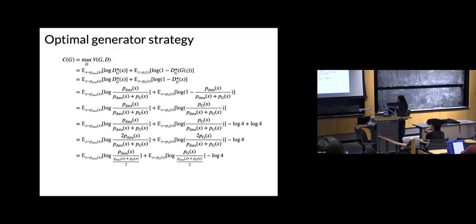Sounds good. Do you recognize what this is? We have an expectation of x sampled from p data of the log of p data over this distribution. This is precisely the KL between p data and this distribution. So here it is: the first term is the KL of p data with p data plus pg divided by 2, and the second is the KL between pg of x and p data plus pg divided by 2.